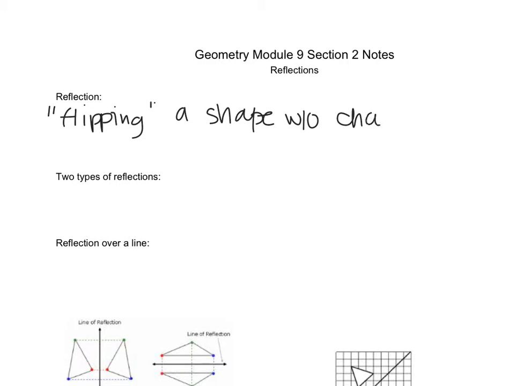In section 2, we're going to take a look at reflection. If you remember from section 1, a reflection is flipping a shape without changing its size. And we're going to take a look at two types of reflection. The first being the reflection over a line.